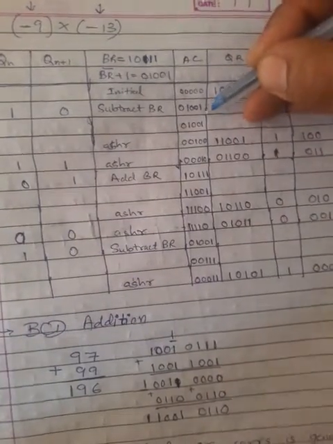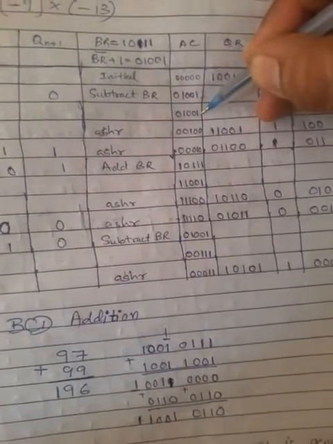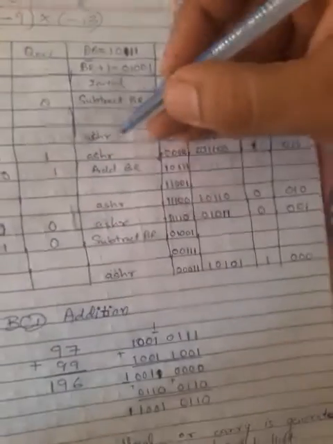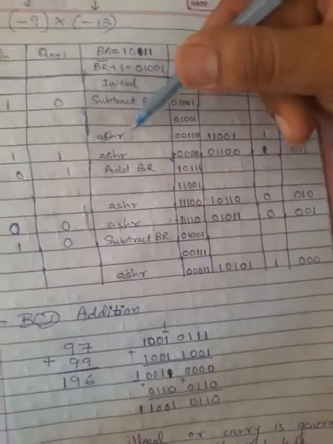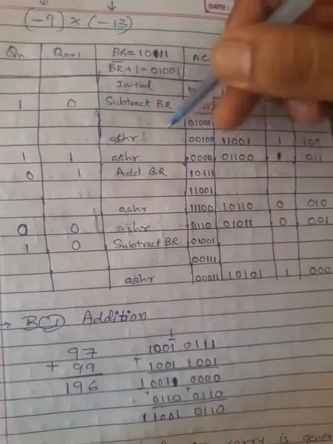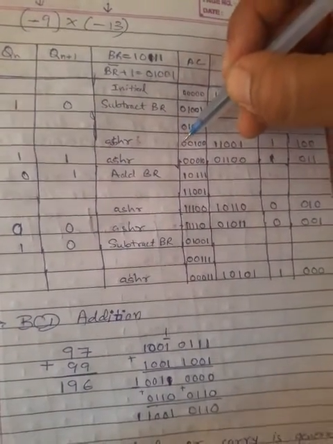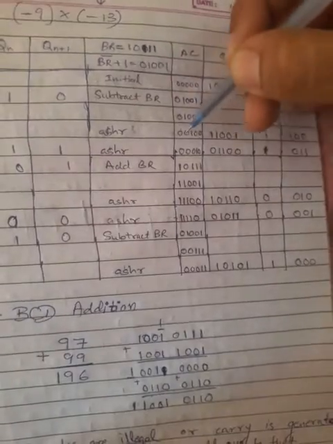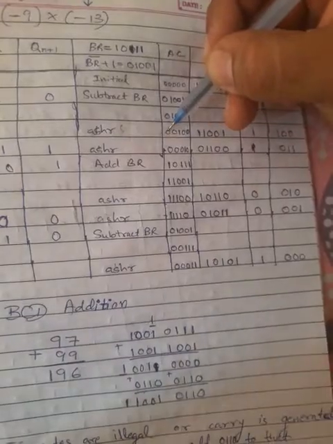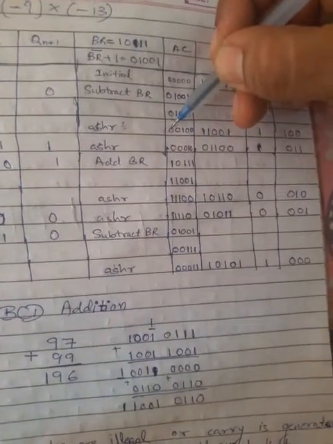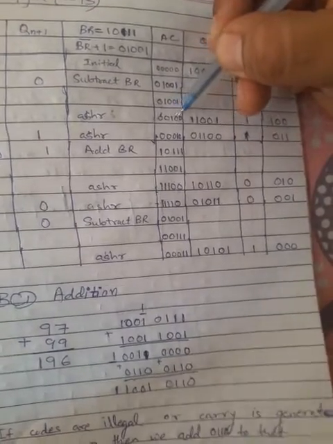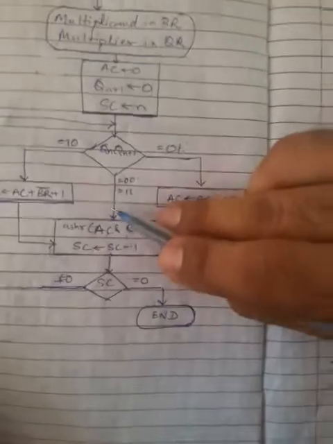So we have to add these two, and finally the answer we will get here is 0 1 0 1. That will be the value of AC now. Okay, and after that we have to do the ASHR, that is arithmetic shift right. So 1 bit we have to shift, and the input carry we have to replace by 0. So here 0 is replaced, so 0 0 1 0 0, shift right in AC and QR.